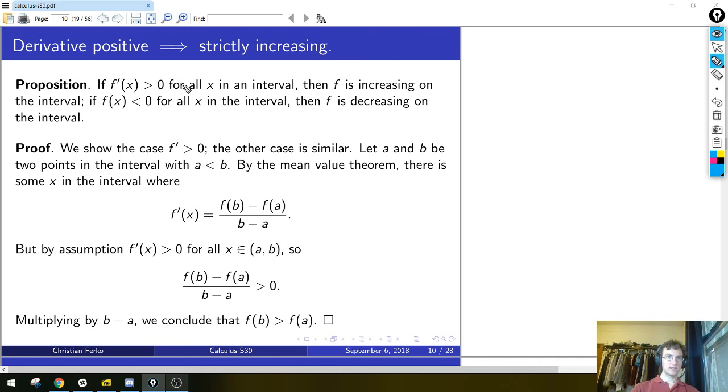So, okay, here's what we want to prove. Actually, well, maybe it's better if you read this one, because I've been talking a lot.